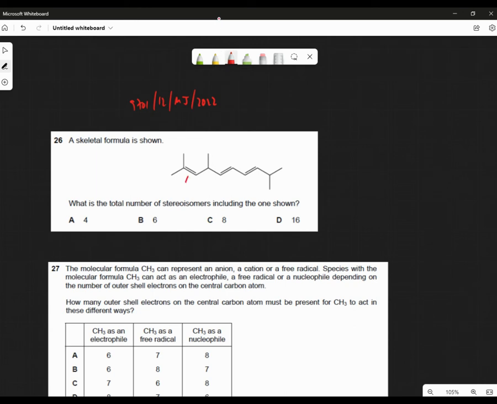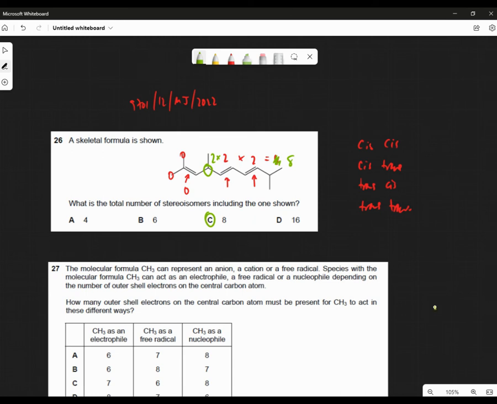Right, so this double bond has 0 because these two groups are the same. This double bond has 2, cis and trans, and this one has 2, cis and trans. So you can have cis, trans, cis, and trans. So in other words, it's 2 times 2, so you can have 4. But then, just to make it interesting, this is also an optical center. So this is another 2 involved. So it's 2 times 2 times 2 equals 8. And the answer is 8, C.